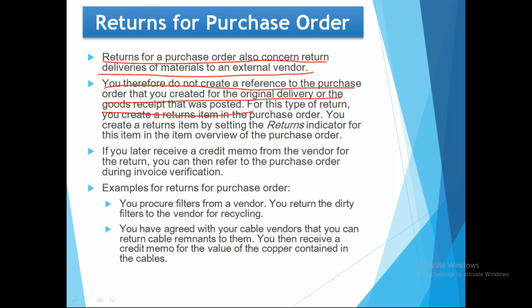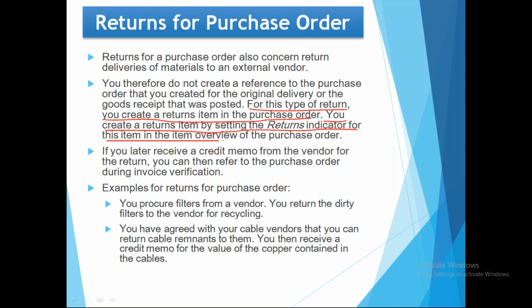For this type of return, you create a returns item in the purchase order. So when you are creating a purchase order, you will create a return item in the purchase order. You create a return item by setting the returns indicator for this item in the item overview of the purchase order. This I will show in the system. And later you can receive a credit memo from the vendor for the return during the invoice verification. I'll tell you the scenarios.